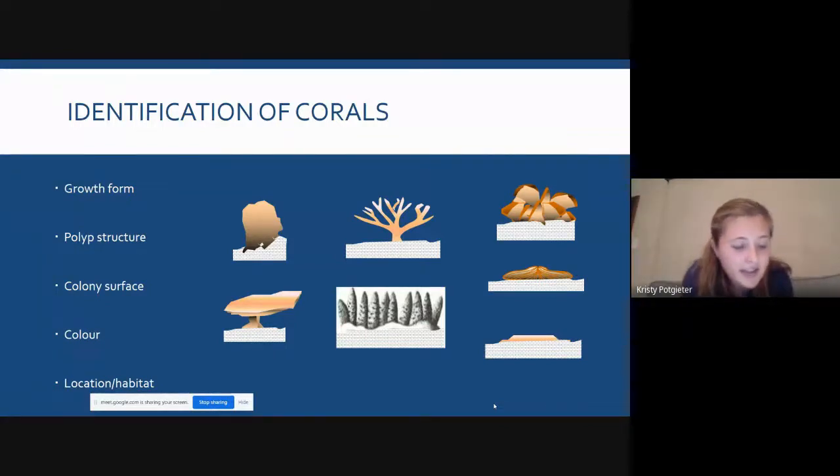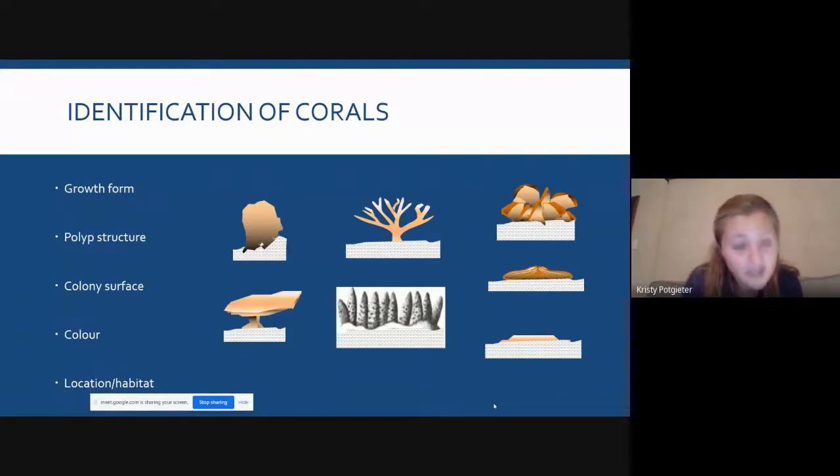Now, you can look at color as well. I tend not to look at color because we've learned that the strain of zooxanthellae, the algae that lives inside the tissues, is what gives the coral its color. So the same species of coral may have two different types of zooxanthellae, and so it'll be two different colors. You can use color as a characteristic for identification, but I tend not to.